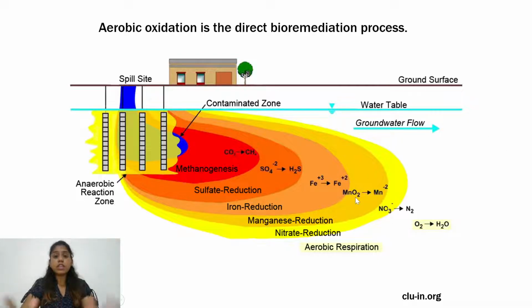So the direct bioremediation process often happens in an aerobic condition with the help of oxygen. Oxygen is the most abundant or the most available electron source, which can help in the bioremediation process. So most of the contaminants are usually oxidized, and the water and carbon dioxide are produced from that. So oxygen is the most commonly available electron acceptor.